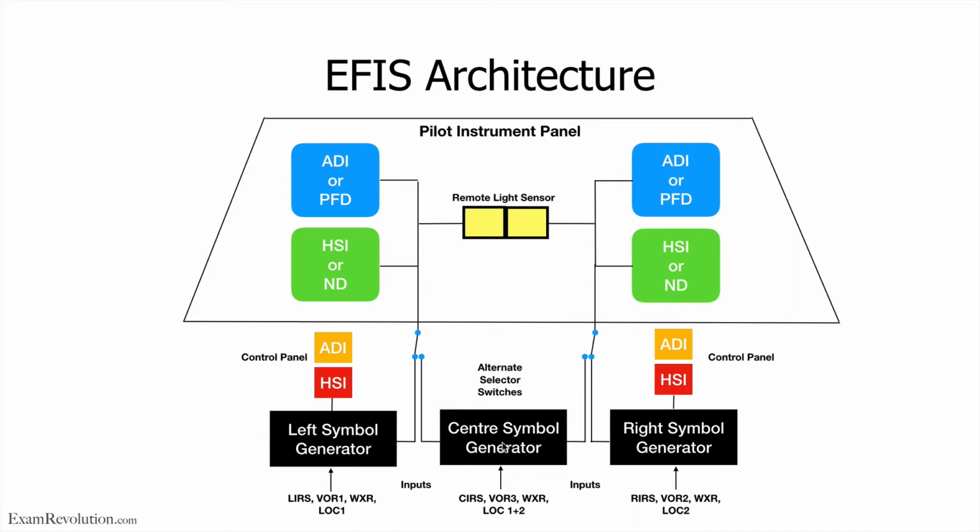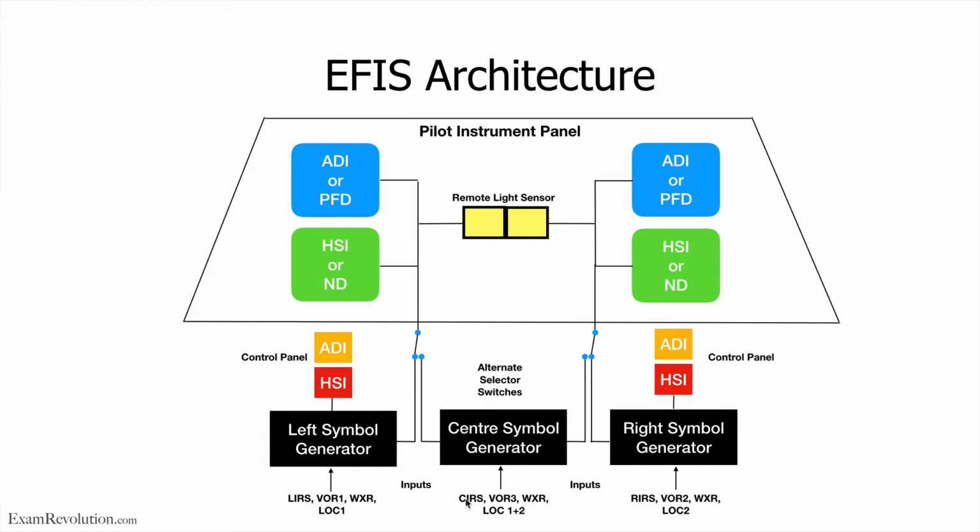Now, this is all part of the training that you do on the aircraft, obviously, right? So you don't have to worry about how it works and all of that. It's type specific. Every aircraft is basically different. But the central symbol generator gets information from the center IRS, from VOR 3, the same weather radar, and then from lock 1 and lock 2. So it gets information from this side and from this side.